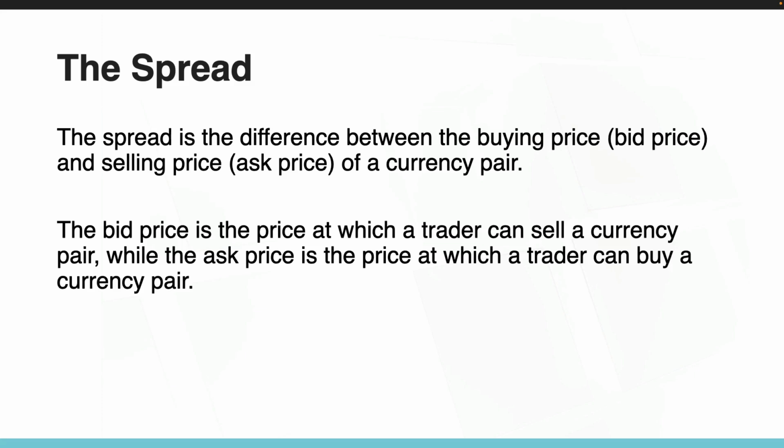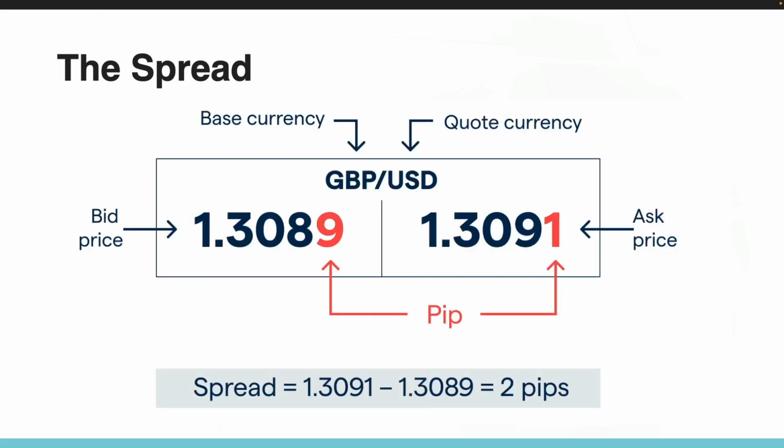The spread is important because it represents the cost of trading Forex. Forex brokers make money by charging a spread on each trade that their clients make. The spread can vary depending on the currency pair being traded, the size of the trade, and the volatility of the market. Now here is an example.